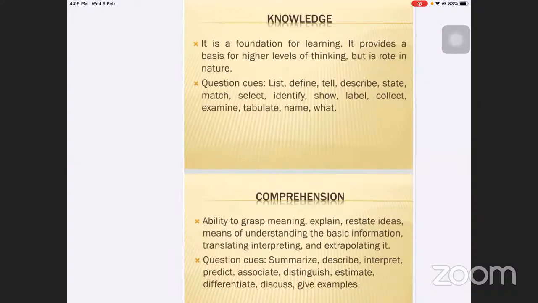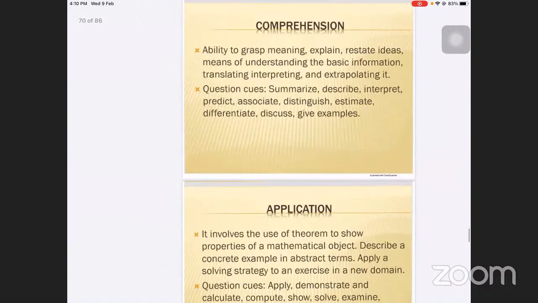So this is the knowledge aspect. The next level of the cognitive domain is comprehension. First you learn it by heart, but now you want your students to understand this knowledge. Now this is the second-order cognitive domain. It is the ability to grasp meaning, explain, restate ideas, understand the basic information, translating, interpreting, and extrapolating it.